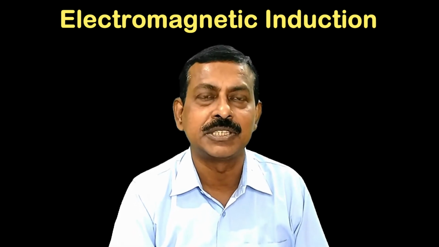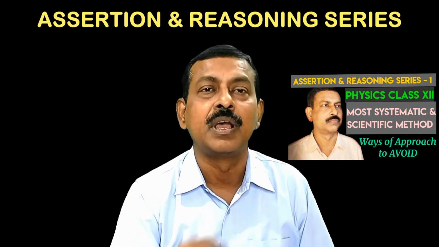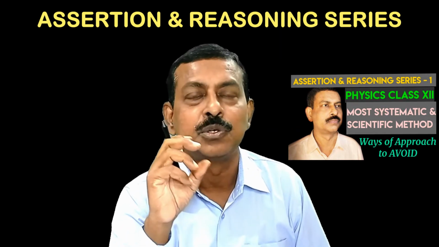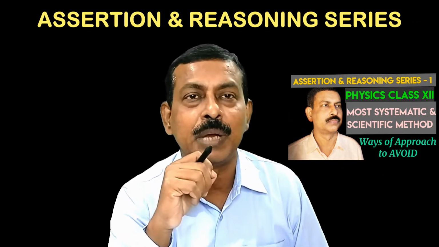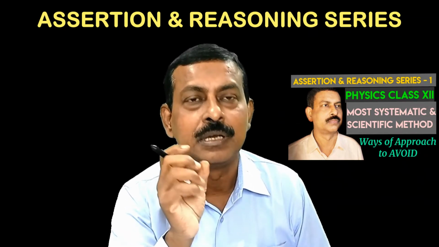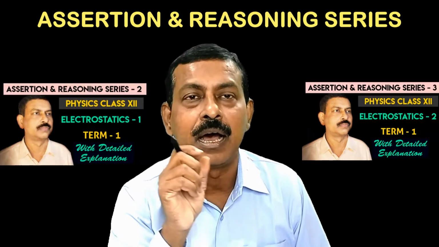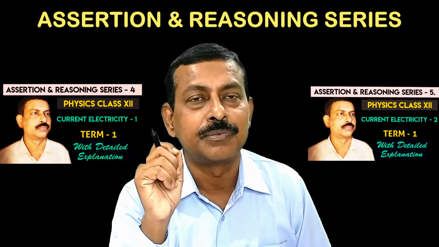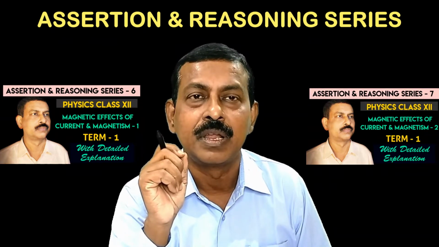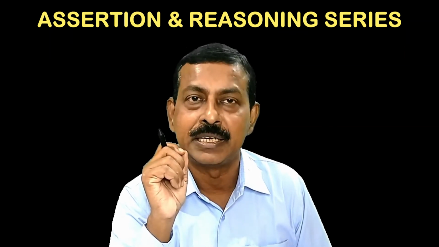In our previous discussion, we have taken first discussion on how to tackle assertion and reasoning questions. What are the common mistakes made by the students? And what is the best way to attempt assertion and reasoning questions? After that, we have taken the different chapters. We have taken electrostatics. After that, we have taken current electricity, then the magnetic effect of current and magnetism. And today, we are going to discuss questions on electromagnetic induction.